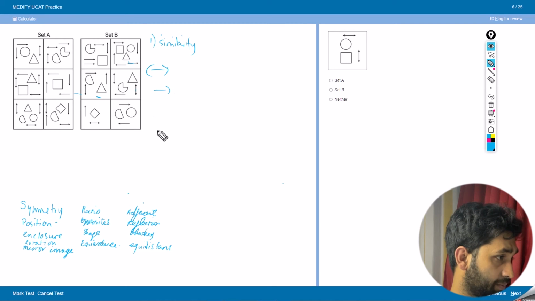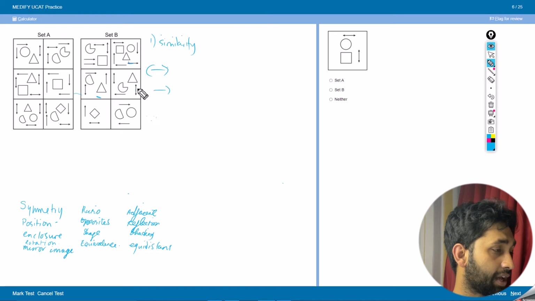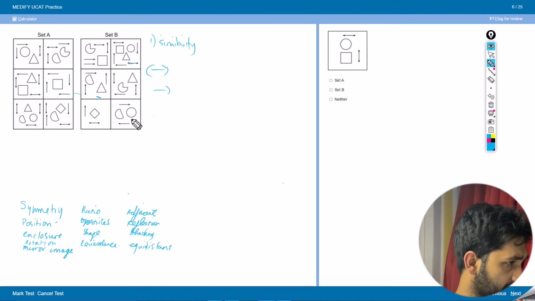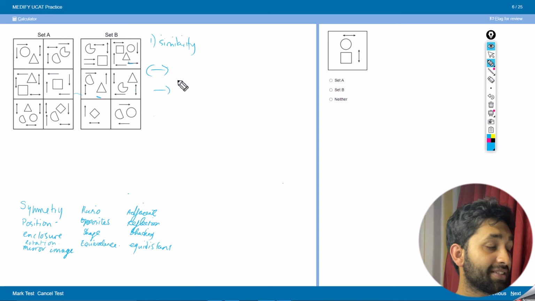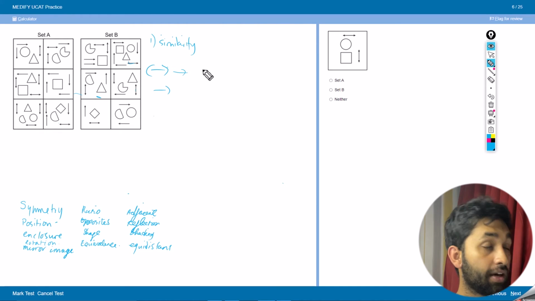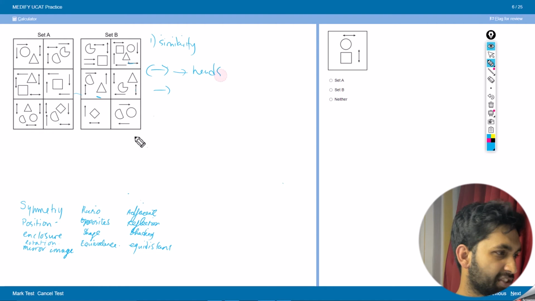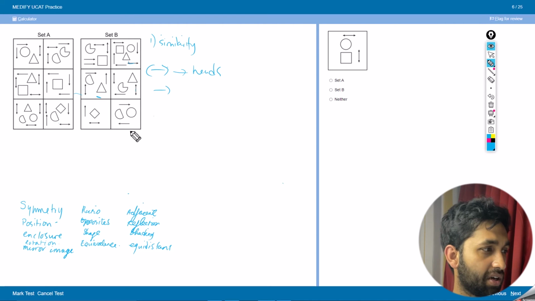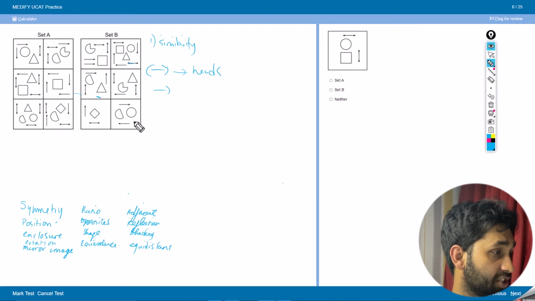There are white shapes. There are 2, 3, 2. Okay, there's no significant pattern regarding that. Count the number of arrowheads. Every time I look at arrows, I think arrowheads. So every time I see double arrowhead or double arrow, I always count the heads. It's just kind of like a rule of thumb, an unmentioned rule of thumb.